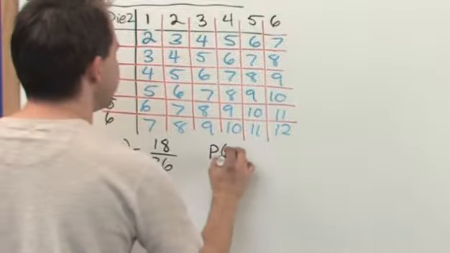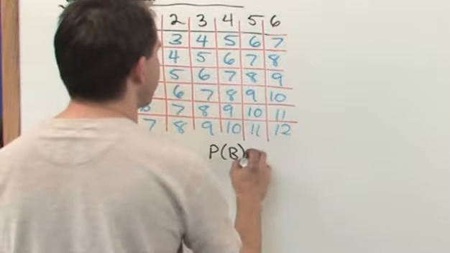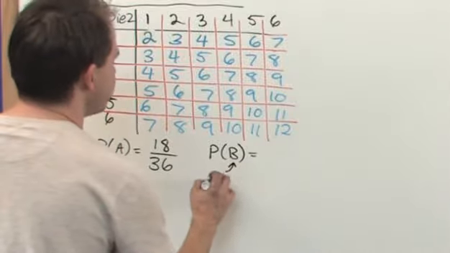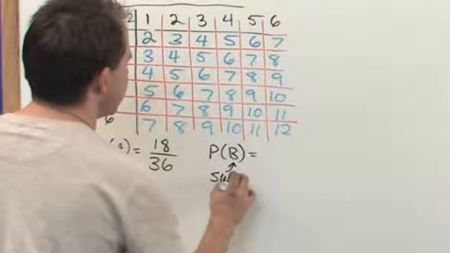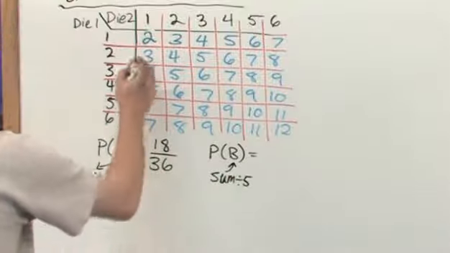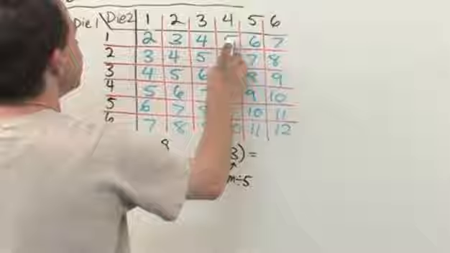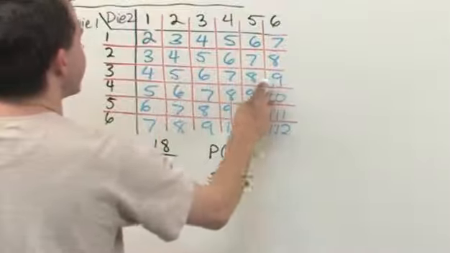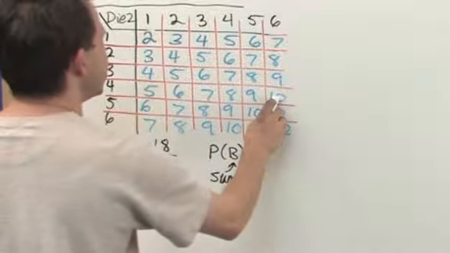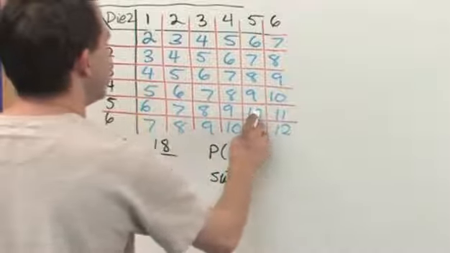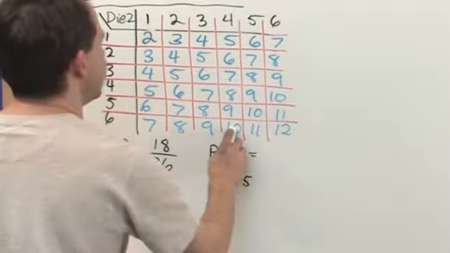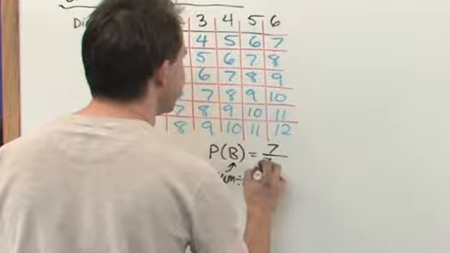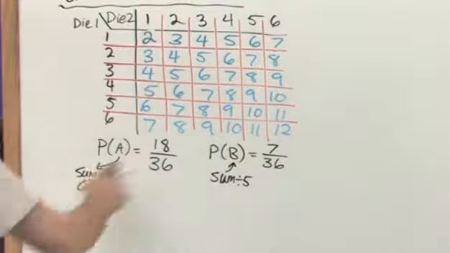Probability of event B. What is event B, by the way? Event B is the sum is divisible by 5. How many ways can that happen? Let's go across. Divisible by 5. 1, 2, 3, 4, 5, 6, 7. 7 ways that it's divisible by 5 divided by, again, 36 possible outcomes. So the probability of A, the probability of B.